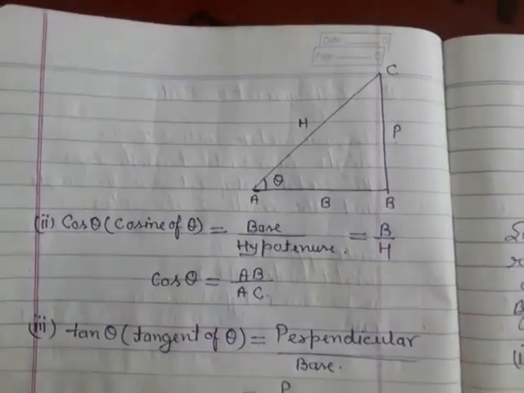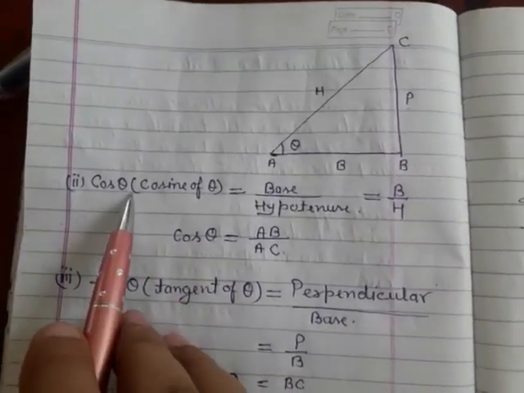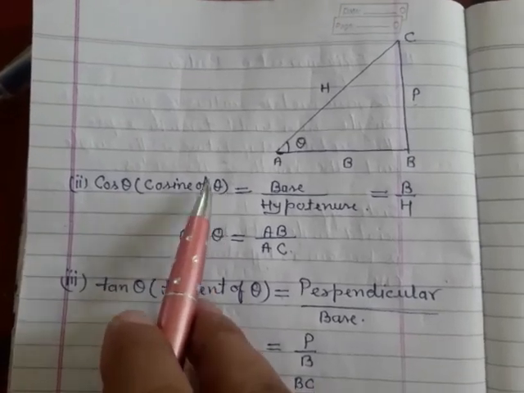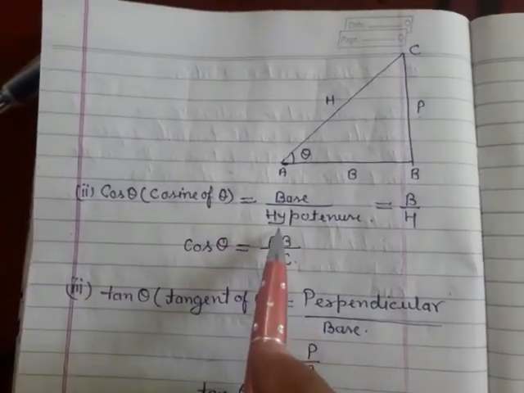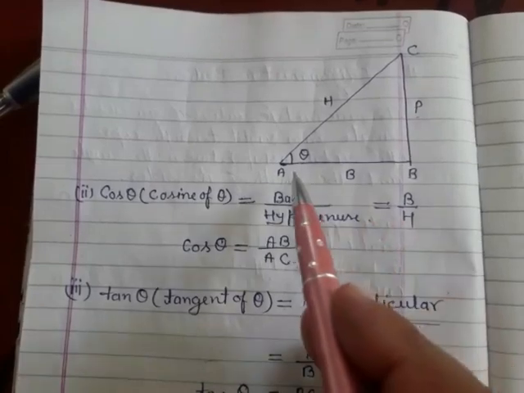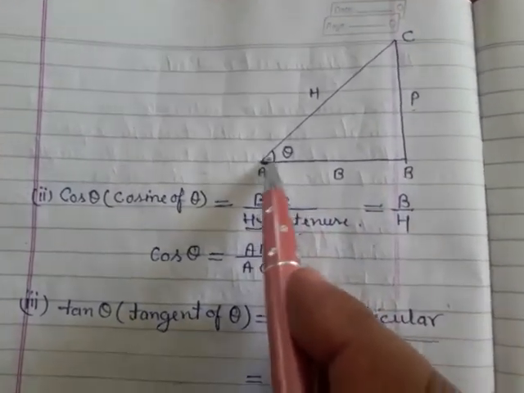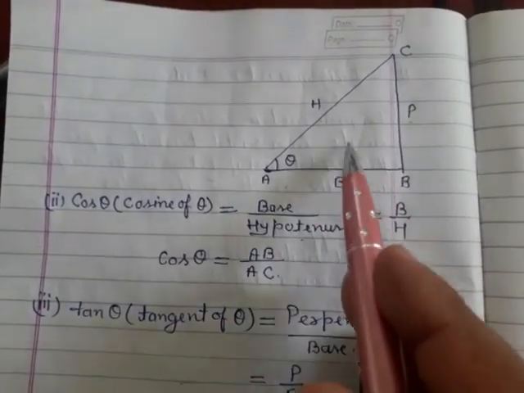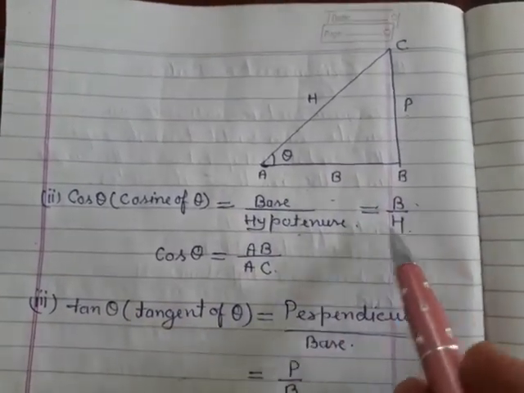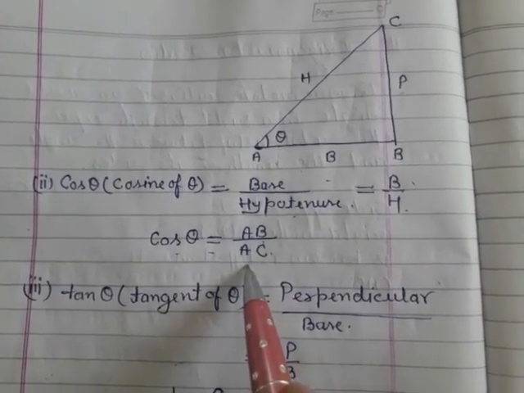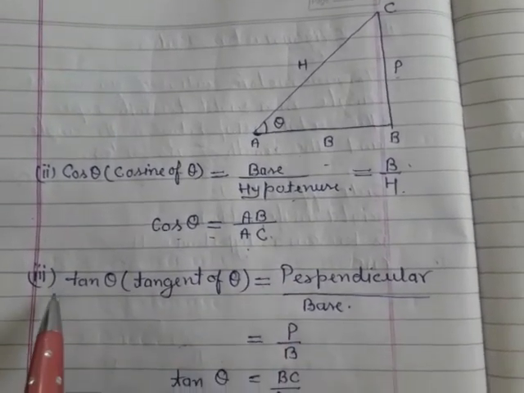Now cos theta, the cosine of theta. Cos theta is equal to base upon hypotenuse. Base here is AB and hypotenuse here is AC. So base upon hypotenuse, B by H. So cos theta is equal to AB by AC. Clear?